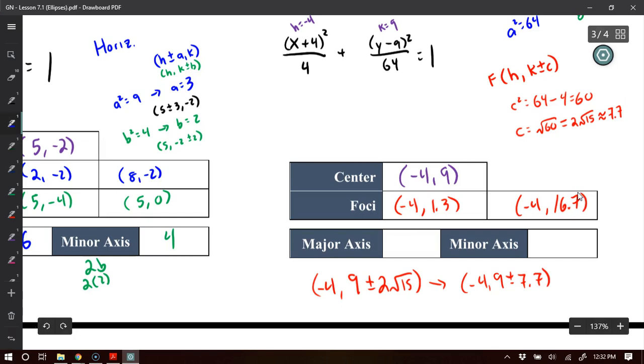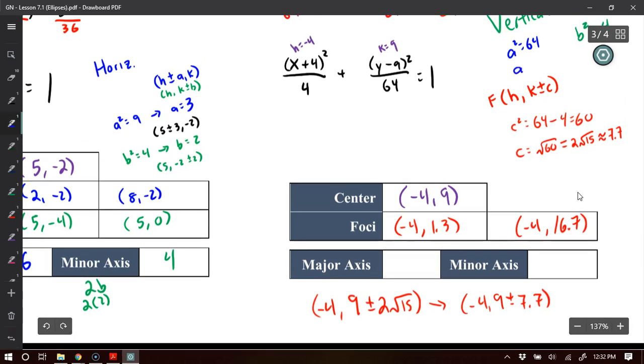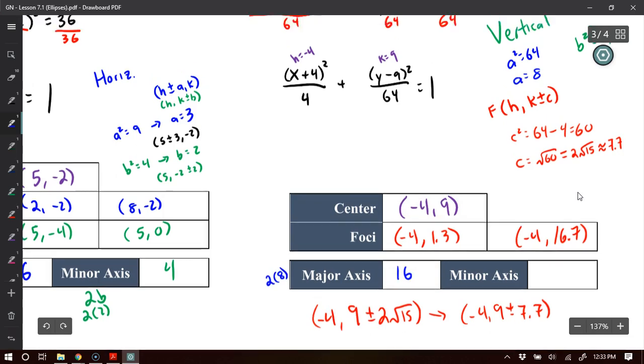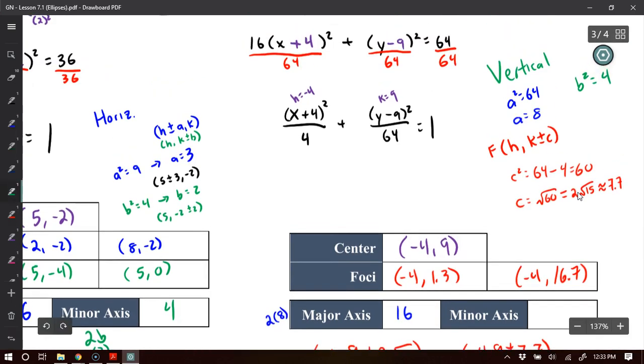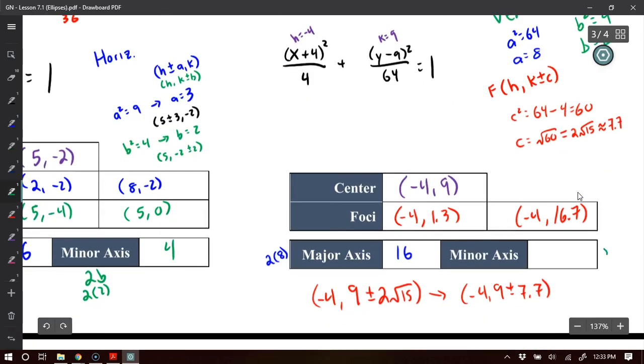Now, if I want to find my major axes, I actually have to know A. So square root of 64 is 8. So major axis is 2 times A, 2 times 8 is 16. The minor axis is twice B, and in this case, B is 2. So twice B, twice 2 is 4. So that's all the parts.